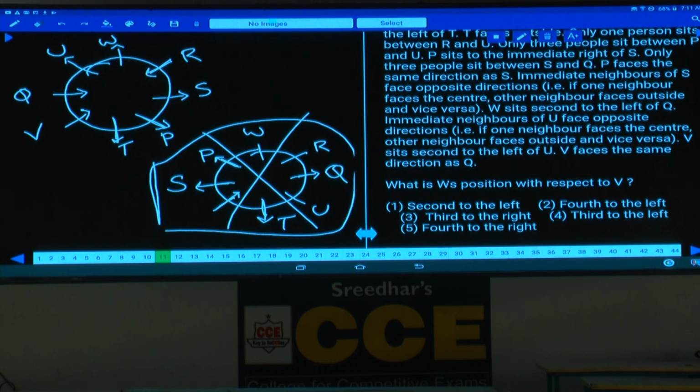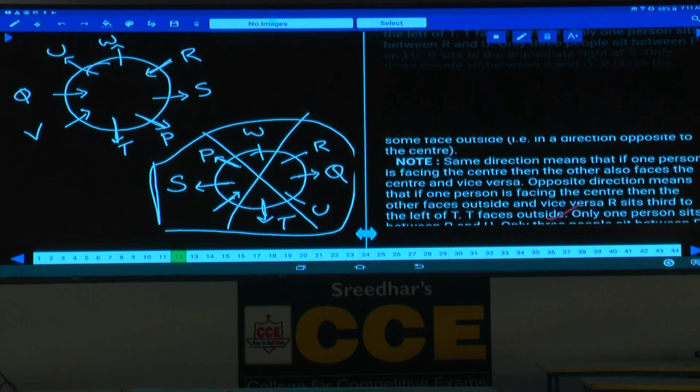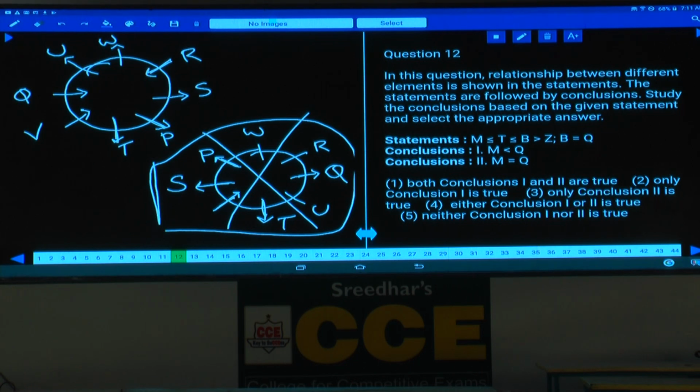Then question number 11. What is W's position with respect to V? W is third to the left of V. Third to the left, that is choice 4. Question number 11 is choice 4. Then question number 12 onwards.